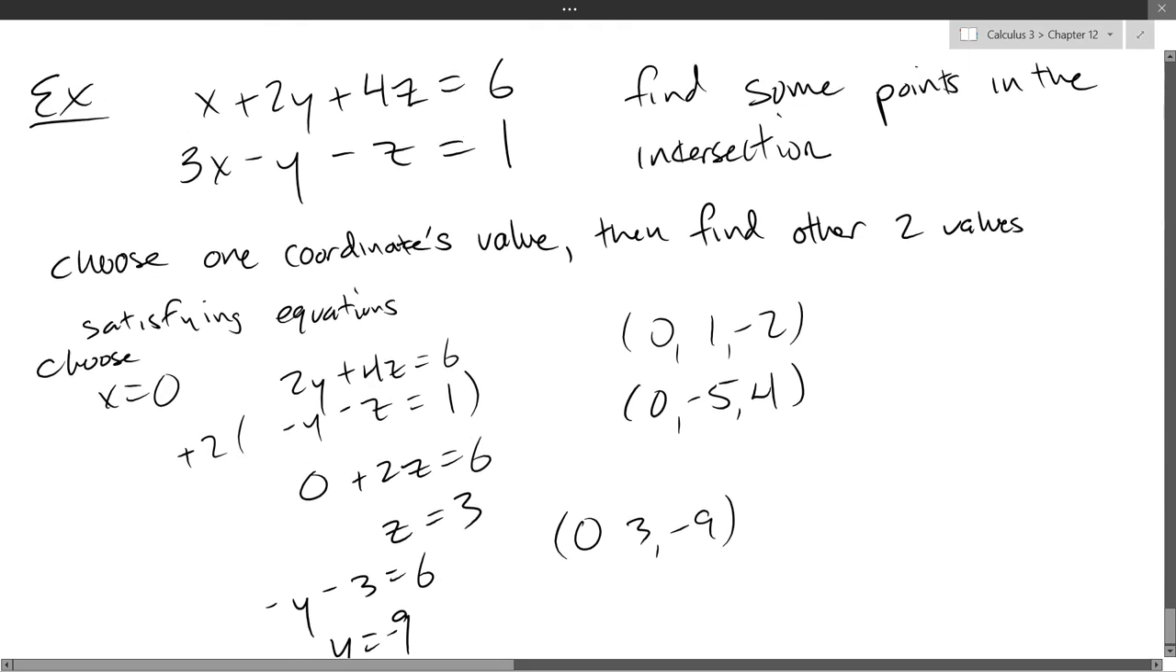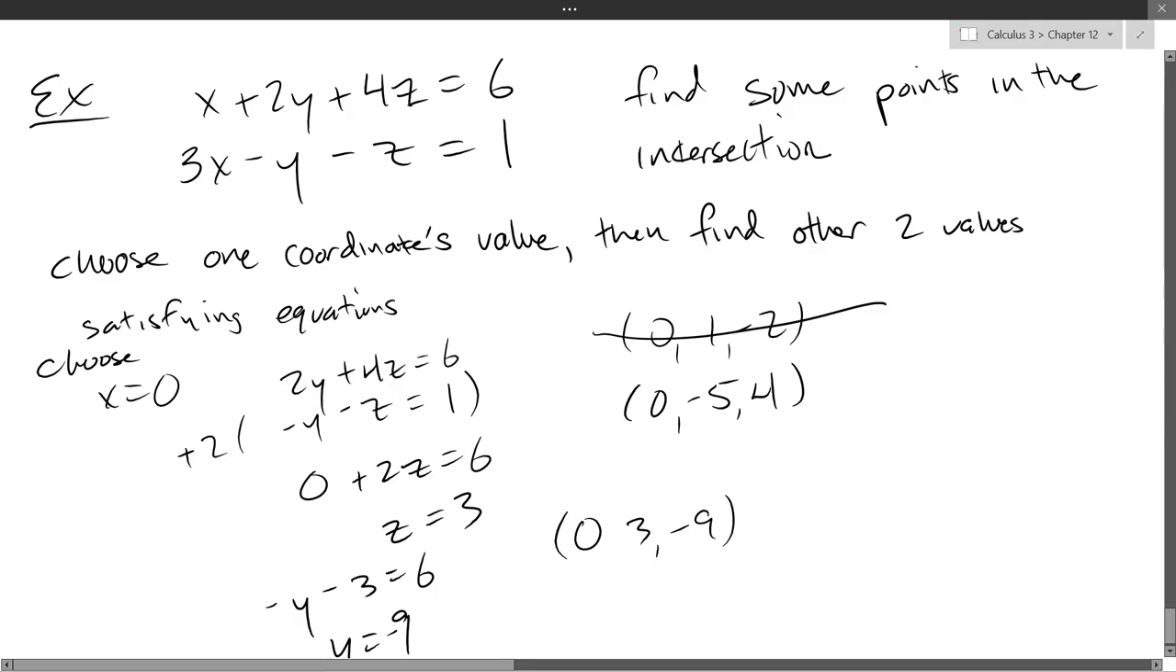How do I know if they actually work? Plug them in. So I don't really need to care about x's because we all chose ones that had a 0 x value. So you can really just look at the y, z's. So we got 2y plus 4z. Looking at the first point here, 0, 1, negative 2, so we got 2. So I think the first one fails to be 6. Yeah, so that's out.